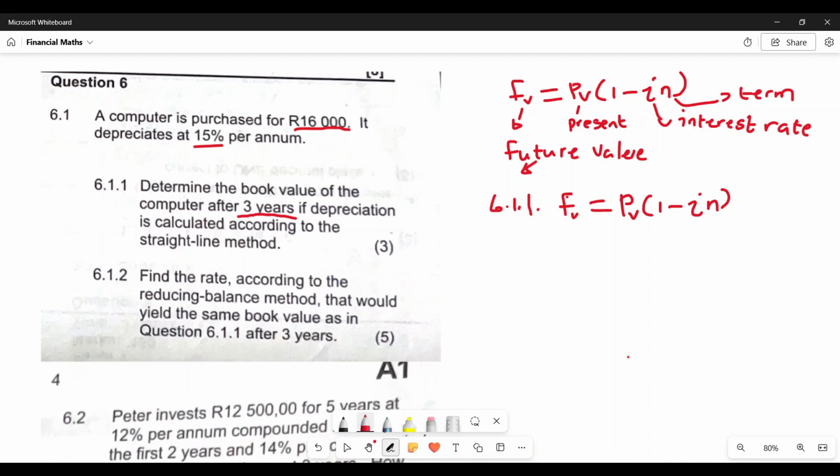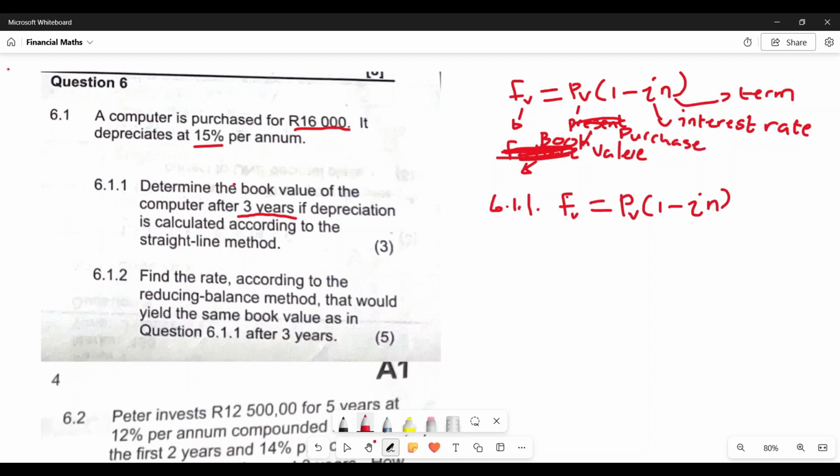So you will see already I have written some stuff using this formula here. I don't want us to use this future value thing. This is misleading. So this represents the book value. So FV in this case would represent the book value, and then this PV would represent the purchase value, and then N will represent the term, and I will represent the interest rate.